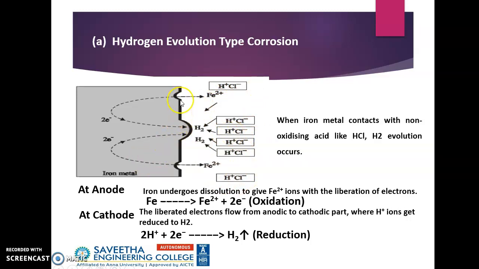The anodic area will behave like this, where there is loss of electrons. Say this is iron, iron loses electrons to produce Fe2+. Oxidation takes place at the anode. And at the cathode, since we have an acidic medium, H+ ions will gain electrons to produce hydrogen. So this comes under hydrogen evolution type corrosion.